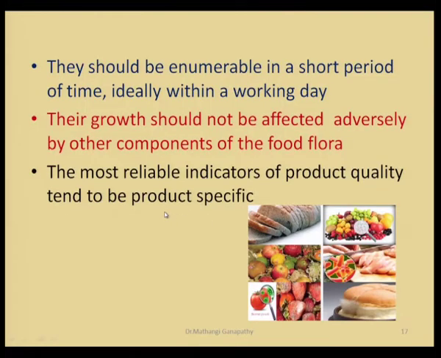The most reliable indicators of product quality tend to be product specific. So, what we take as an indicator organism should be specific to the particular product. So if I say that this indicator organism is present this much per milligram or per ml of this particular fruit, that itself should tell you that the food can be accepted or cannot be accepted for this particular product concerned.